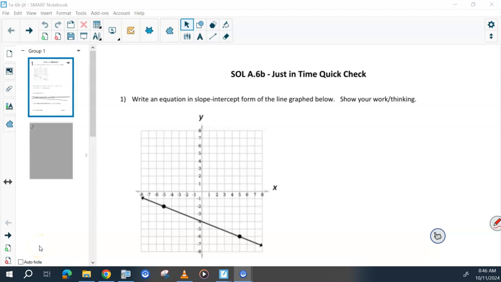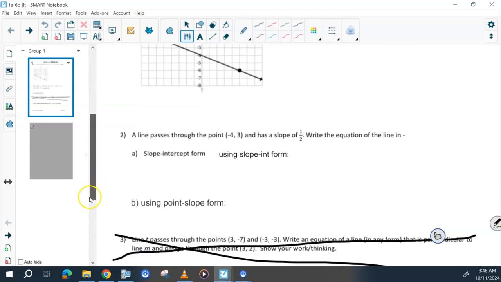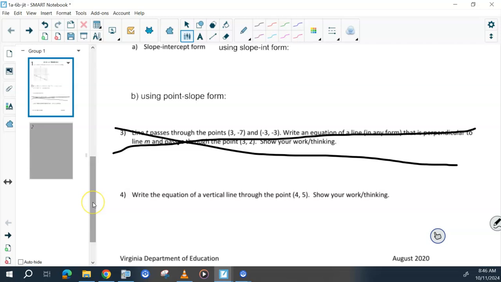Which ones are those? 4 and 2. We got 4. Yep. Okay. So we'll start with 2.